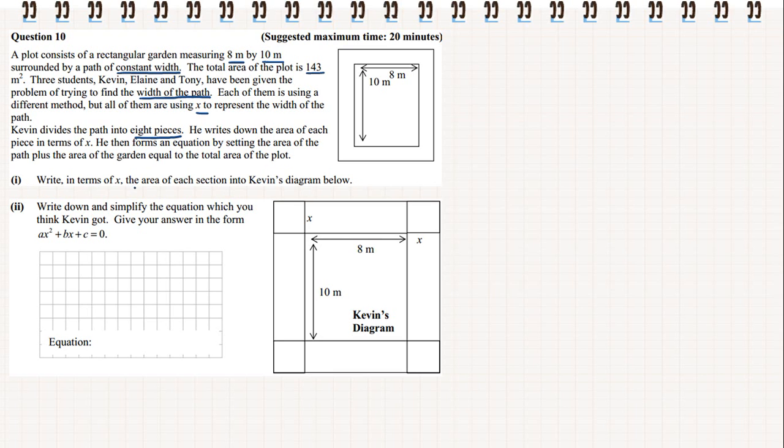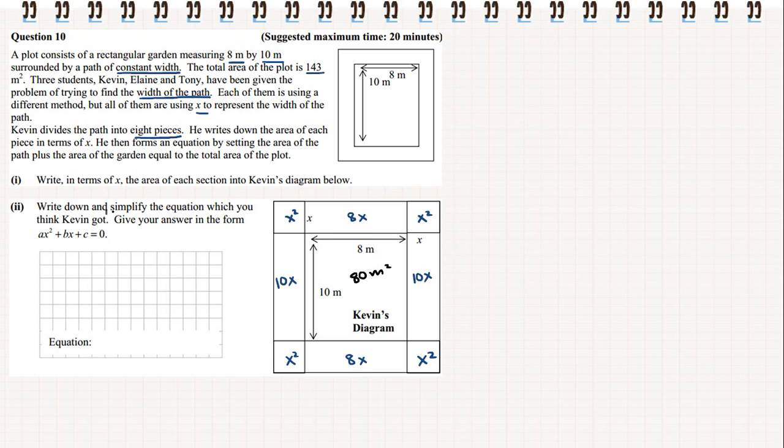Part 1. Write in terms of x the area of each section into Kevin's diagram below. So we'll take it bit by bit. Because they tell us at the start that it has a constant width, that means that this side is also x, so therefore the area of each square is going to be x squared. If we look at the rectangle at the top, we have x and 8, so therefore the area is 8x. Same with the one at the bottom. And the rectangles at the side are going to be 10x and 10x. We also need to write the area down of the rectangle in the middle. So 8 by 10 is going to give us 80 meters squared.